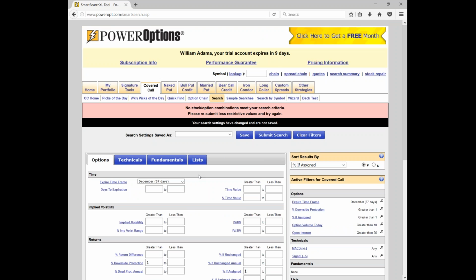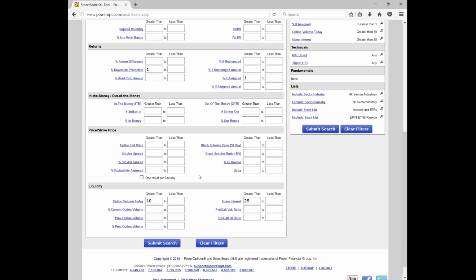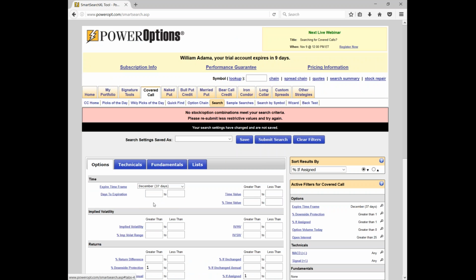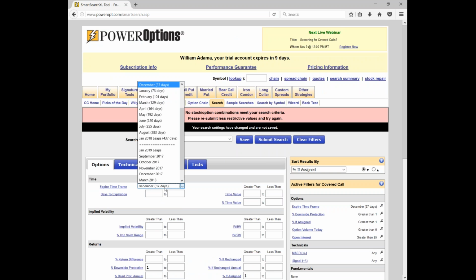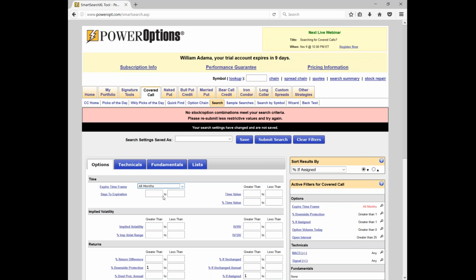All right, so it's the volume now. Let's just go greater than 0 with an open interest of 25, see what we get. You know what? Let's do it a better way. Let's include all weeklies in there as well.